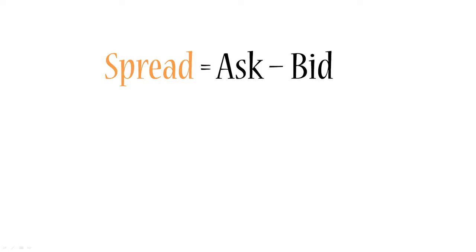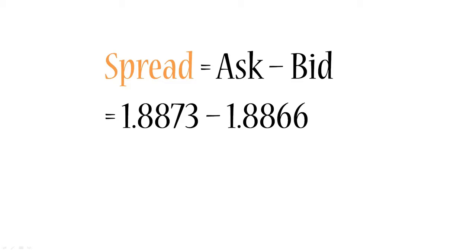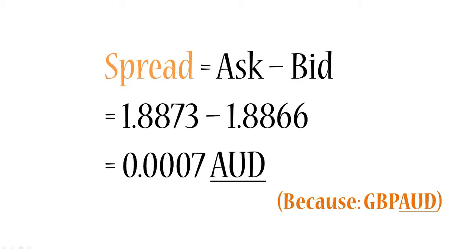So the spread is the ask minus the bid. That means 1.8873 minus 1.8866, and that means 0.0007. So that means less than 1 Australian cent. That is 0.07 of an Australian cent. And this is in Australian dollars because the currency pair is British pound Australian dollar, so Australian dollar is the quoted currency. Remember our examples with apples, so British pound here is like the apple, and Australian dollar is the currency that it's been valued in.